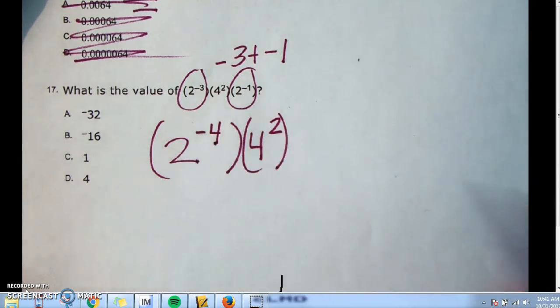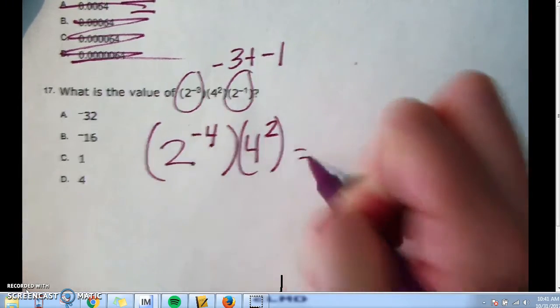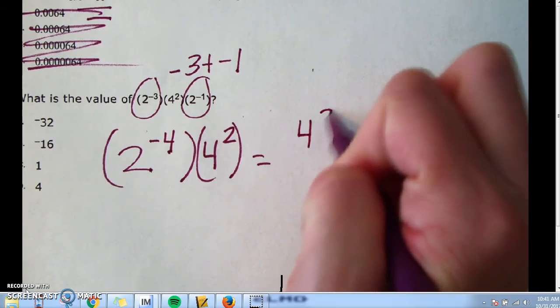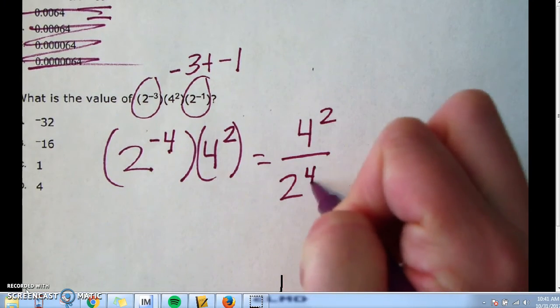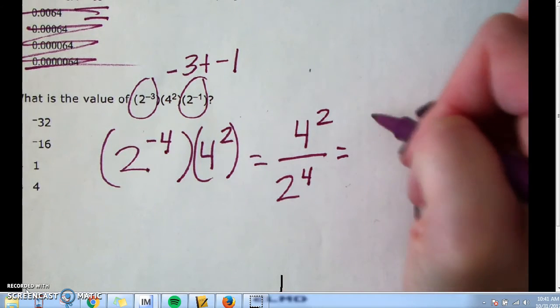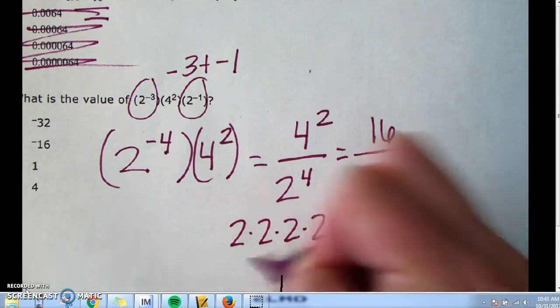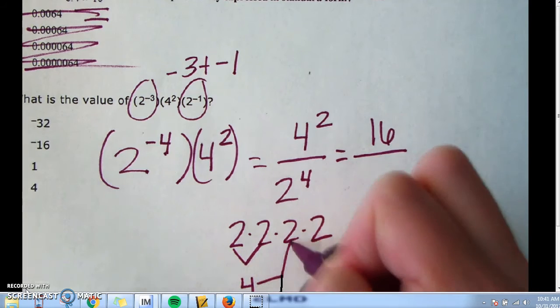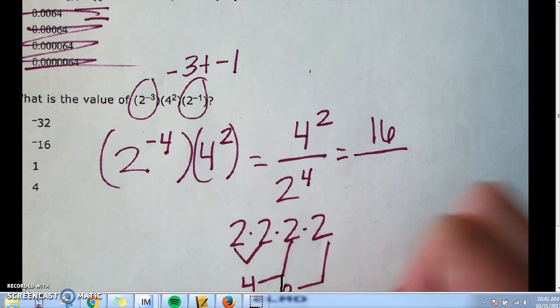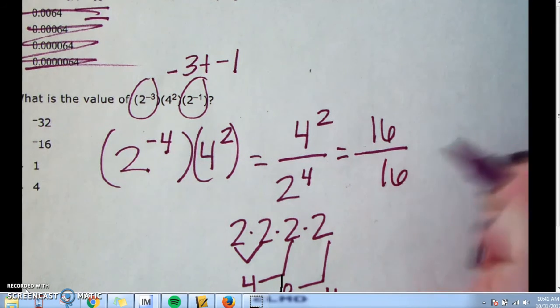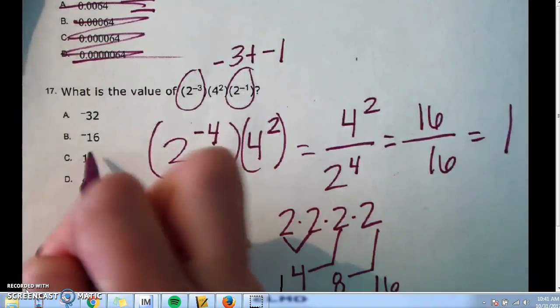I have a negative exponent. Remember to fix that. We cross the line, change the sign. So 4 squared over 2 to the 4th. 4 squared is 16. 2 to the 4th is 16. 16 divided by 16 is 1. So your answer is C.